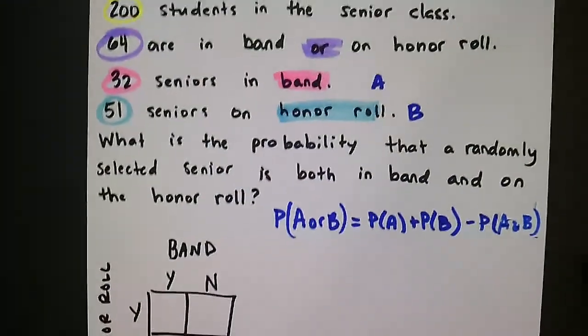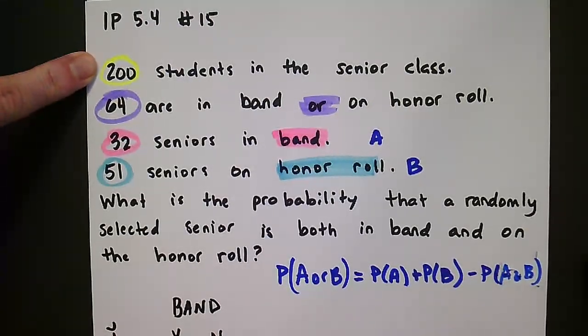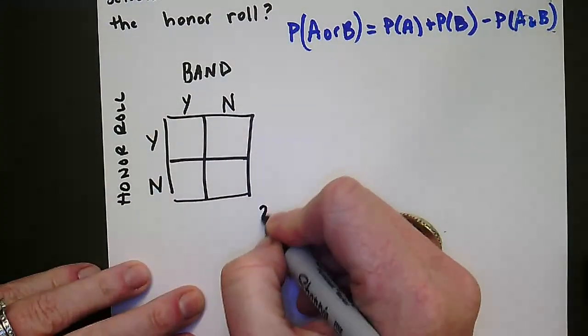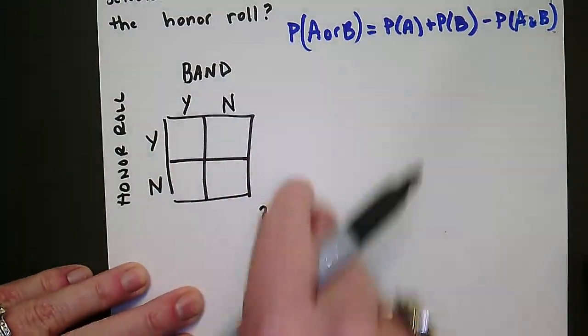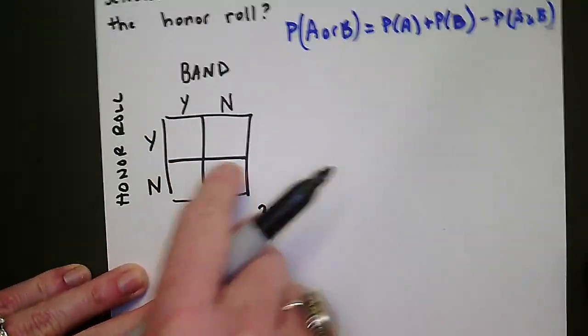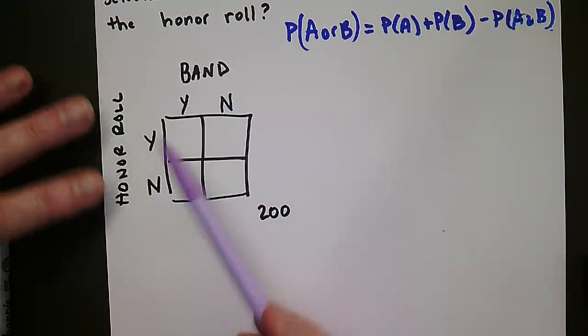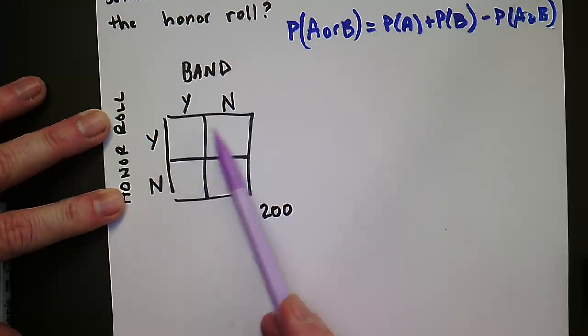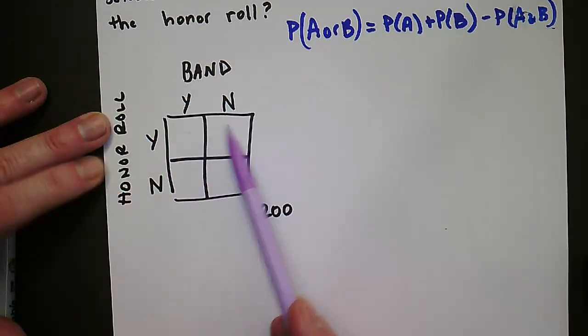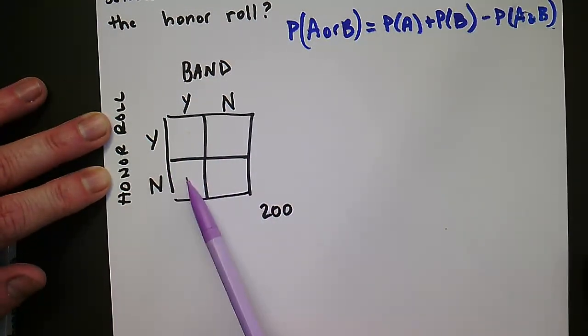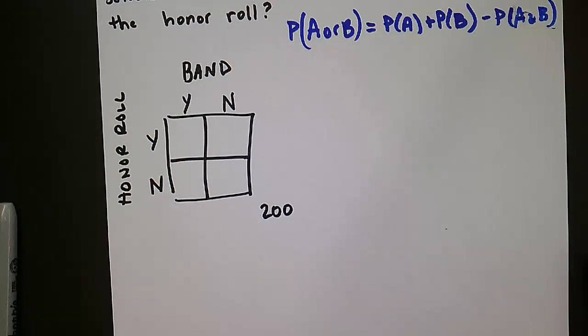And then I'm going to start filling in some of these numbers. The first thing I have is 200 students in the senior class. That's the total, so that goes down here. That's my grand total, 200. It'll be all of these added up, all of these added up, or you can think of it as all four boxes individually added up. What these boxes are, right? This is the yes, yes. So band honor roll numbers here. This is no for band, yes for honor roll. This is yes for band, no for honor roll. And this is the double no, not in either.